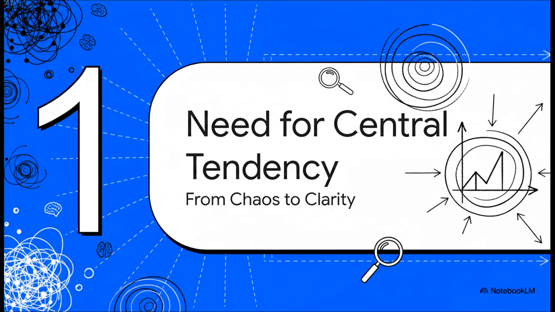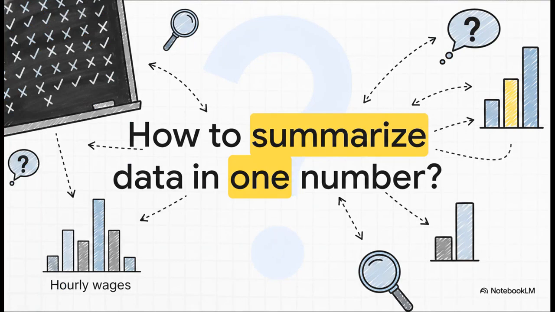Okay, Section 1. The need for central tendency, from chaos to clarity. Imagine, just for a second, looking at a massive spreadsheet. You've got the hourly wages of 2,000 factory workers, or maybe the daily active user logs for a massive global app. Suddenly your boss walks in and asks, "So, how are we doing?" Well, you can't exactly read off 2,000 individual numbers, can you? The real question is, how do you take all of that chaotic, raw data and summarize it into just one single, meaningful metric that actually tells a clear story?